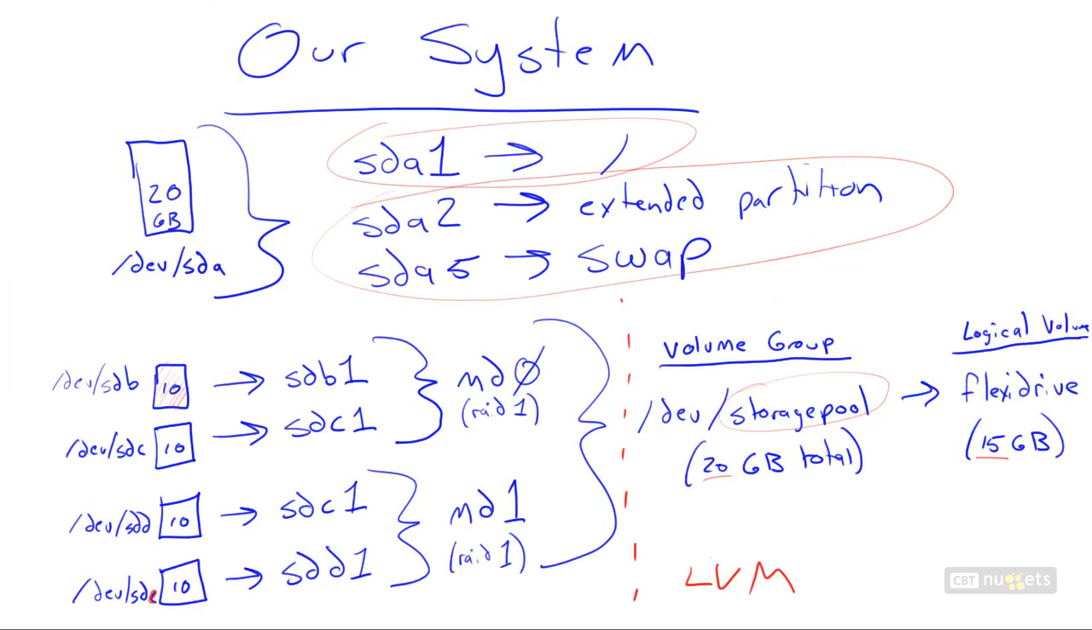Here is the actual illustration of our system. These are the 4 physical drives. We've taken and made 2 different mirrors. So these 2 drives are mirrored, these 2 drives are mirrored to create RAID mirror devices. Those 2 RAID mirror devices we've put into a volume group called Dev Storage Pool, which gives us 20 gigs total to play with. And I decided to carve off a chunk, a logical volume of storage pool, and it's called FlexiDrive. So Dev Storage Pool FlexiDrive is a 15 gigabyte hard drive as far as our system is concerned, and we'll treat that just like a hard drive.